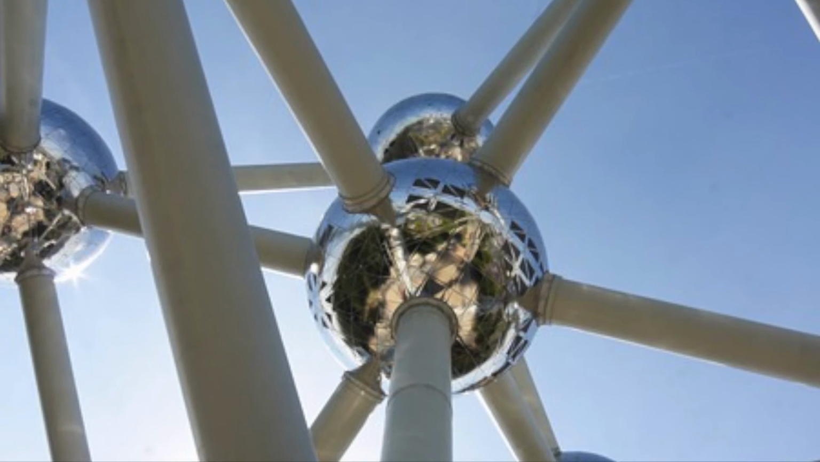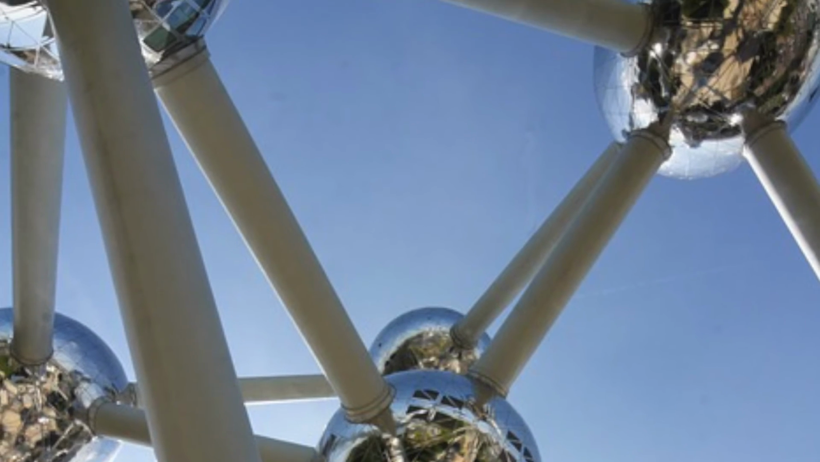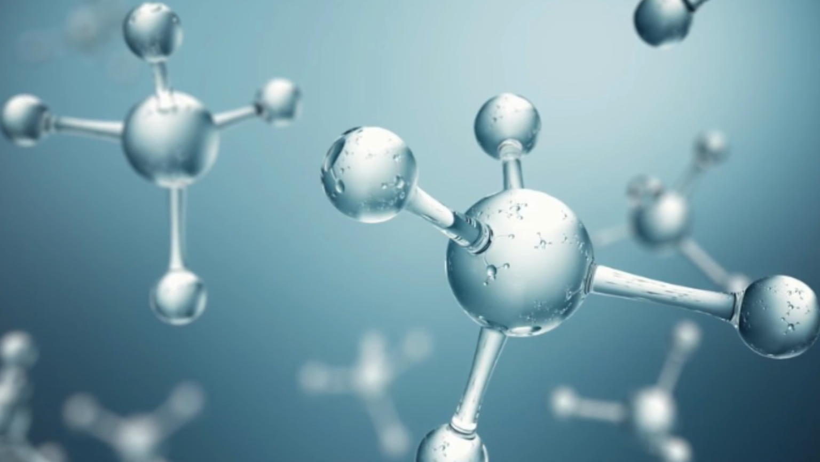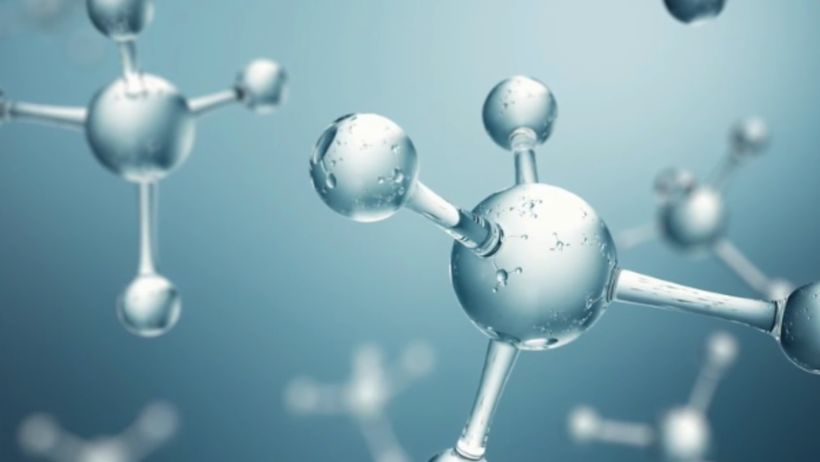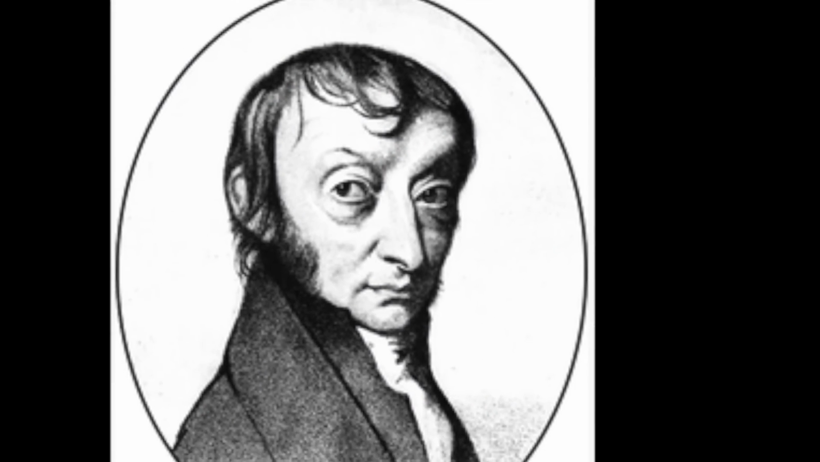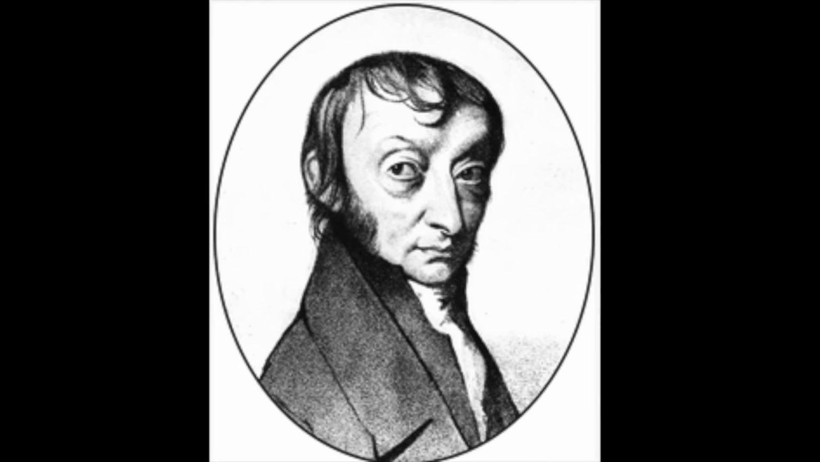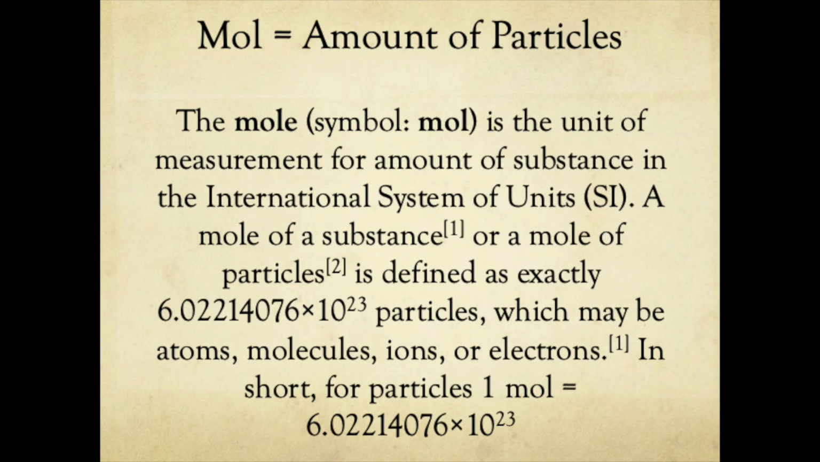So what if we're looking at molecules? This is a model of a molecule right here, and this is an artist's rendition. And if you're familiar with a guy by the name of Avogadro, that's his lovely portrait right there. We use moles. A mole is a unit of measure for amount of substance in our international system, called the metric system. A mole of a substance, or a mole of particles, is defined as 6.02 times 10 to the 23rd particles.